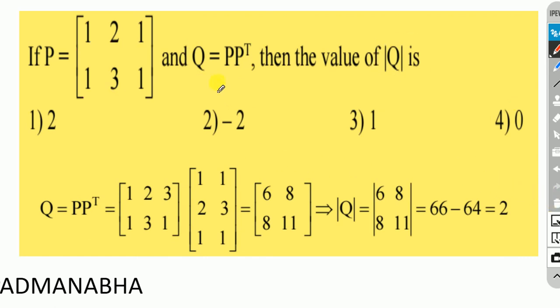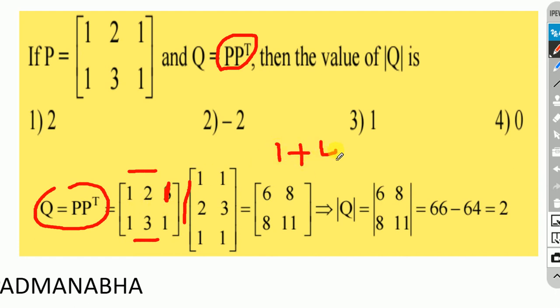First let us find the product P into P transpose, that is we are finding Q first, then we will find its determinant value. Here P is 1 2 1 and 1 3 1, and P transpose is the transpose of this matrix, 1 2 1 and 1 3 1. Let us take the product first row into first column, that is 1 into 1 is 1, plus 2 into 2 is 4, plus 1 into 1 is 1. So that is 1 plus 4 plus 1, which is 6 here.